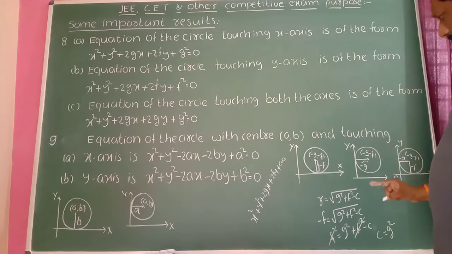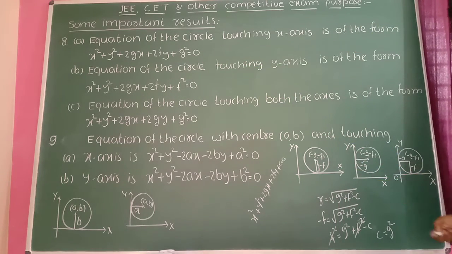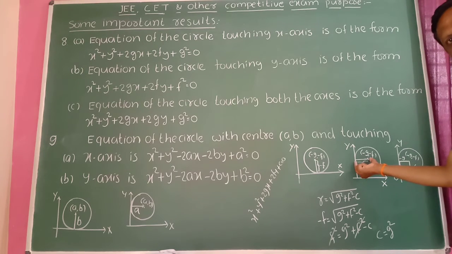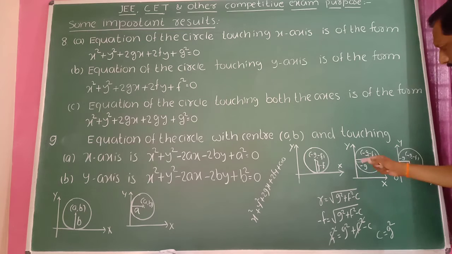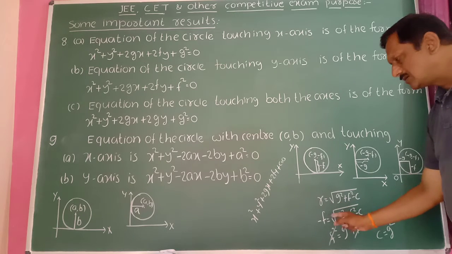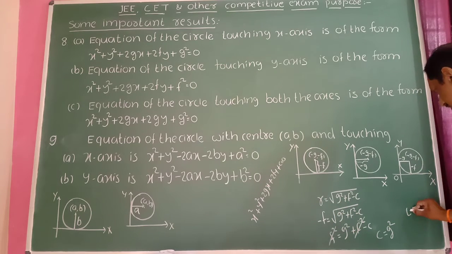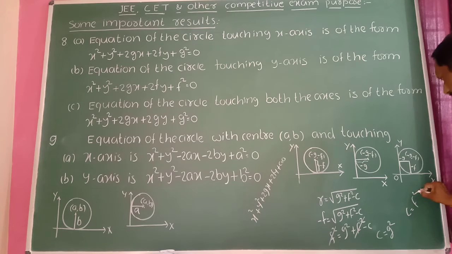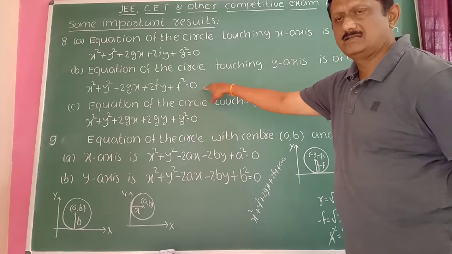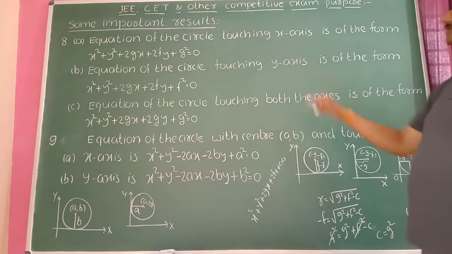Similarly, if the circle touches the y axis here, then this horizontal distance becomes the radius. Horizontal distance means x coordinate. Here the x coordinate is minus g. So replace minus g here. Squaring on both sides, then g square cancels. We get c is equal to f square. Therefore replace here, c is equal to f square. We get this result. So this is a circle touching the y-axis here.